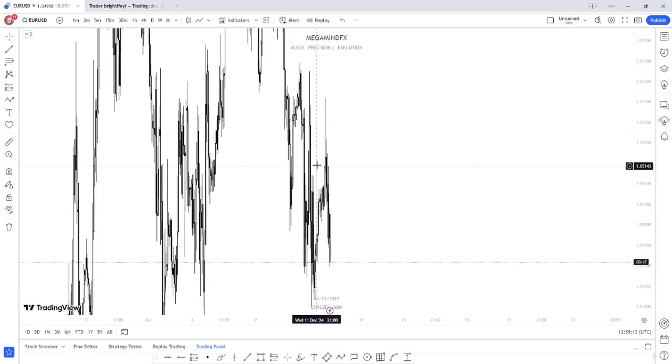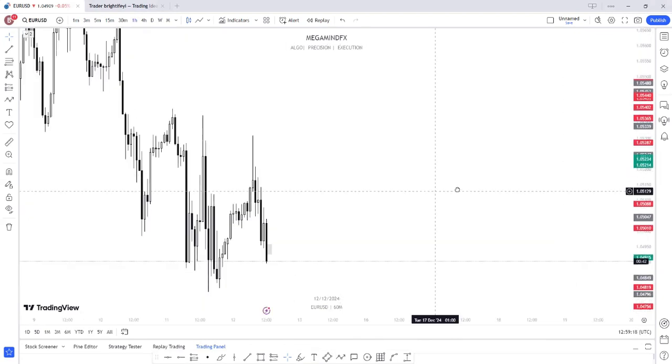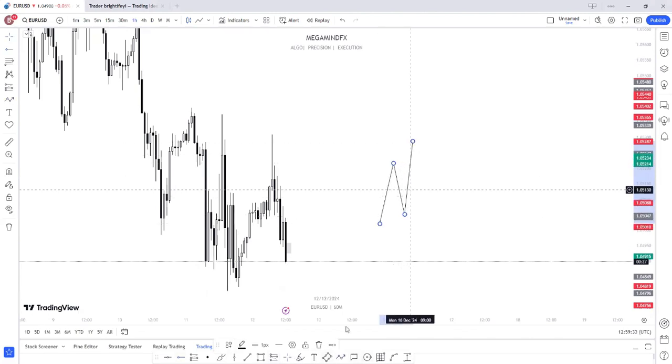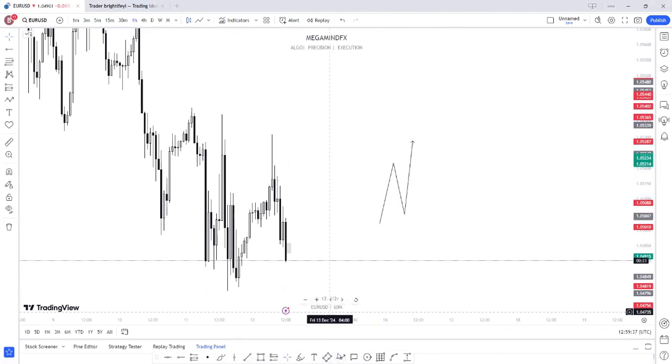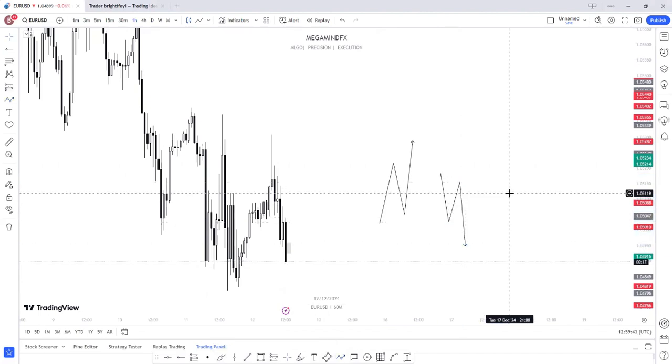What I do every day is I use the H1 time frame. I mark out every high and every low I can see. What I mean by highs is basically a buy to sell, like this, or a sell to buy, like this. This is what I'm looking for.